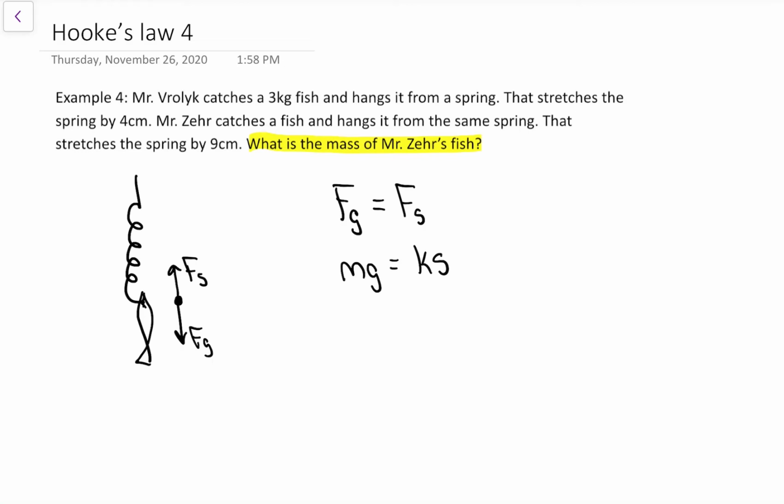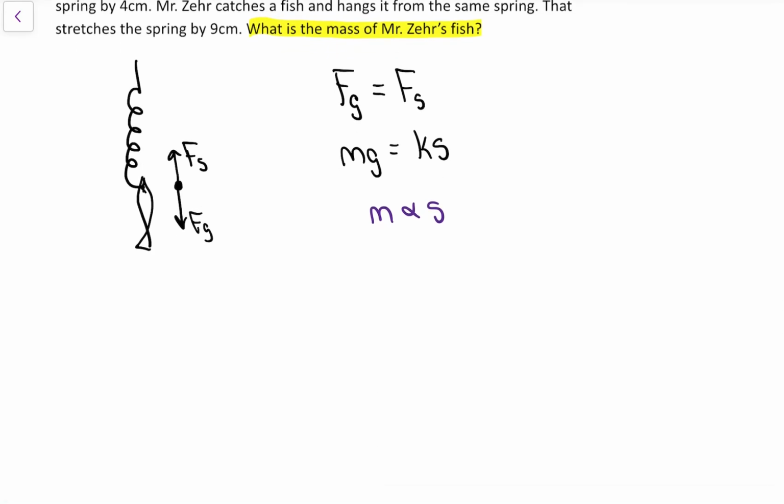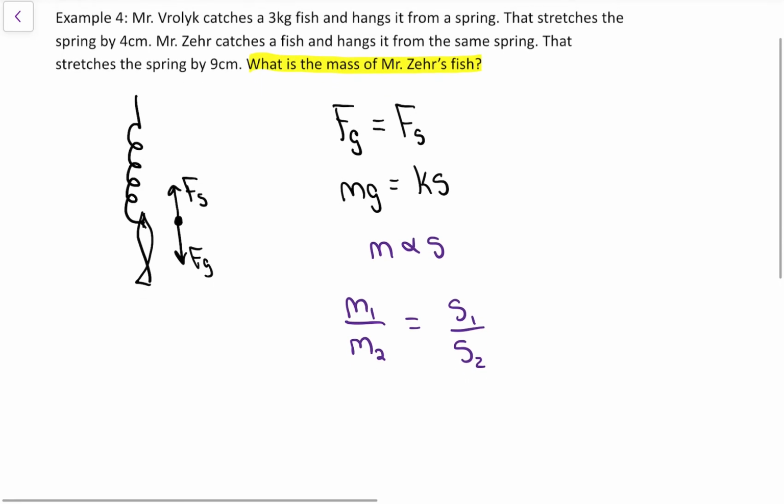Or, if we're a little bit clever, what this equation really is saying is that it's linear. The mass is proportional to the stretch of the spring. When things are proportional like that, we can use ratios instead of having to do the equation twice. If we look at the ratio, how much farther Mr. Zare's fish stretched the spring compared to how far my fish stretched the spring, we can use that to figure out how heavy his fish is.